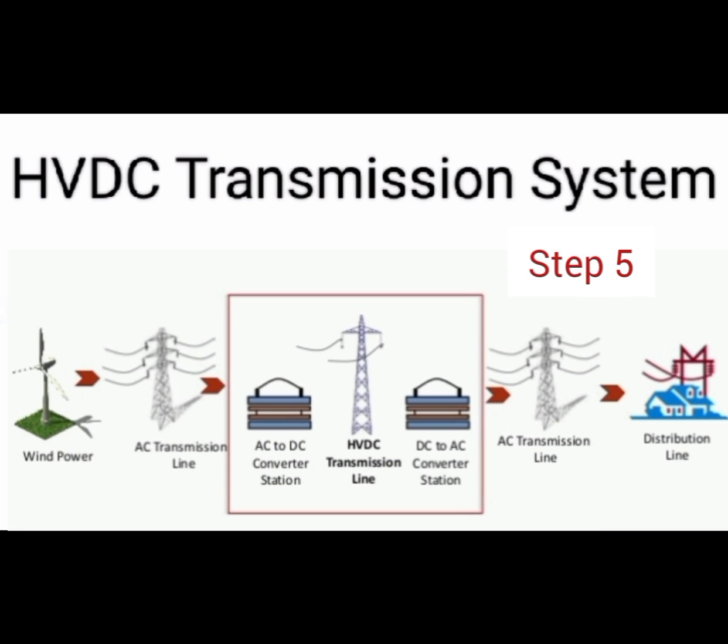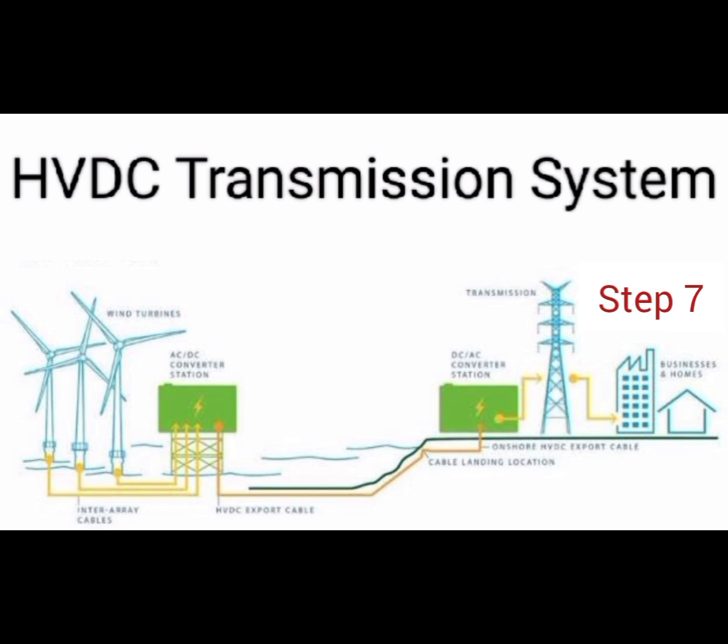Step 5. Substation. The 150 kV AC is stepped down to 33 kV using a transformer. The 33 kV AC is sent to a local distribution grid. Step 6. Distribution grid. The 33 kV AC is further stepped down to 230 volts AC using transformers. The electricity is distributed to homes and businesses. Step 7. Home. The 230 volts AC is received at a home, powering appliances and devices.